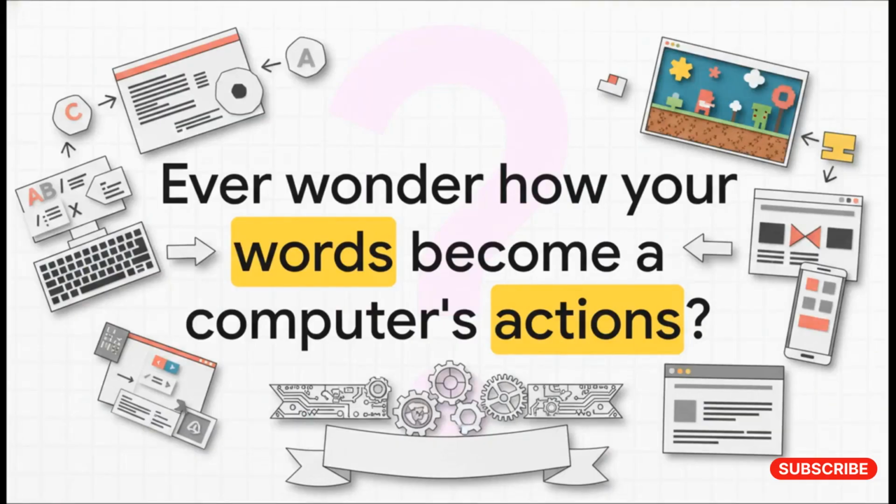We sit here, we type out words and symbols, and somehow that becomes a video game, a website, or the app you're using on your phone. It feels like a kind of magic, doesn't it? But it's not magic, it's actually a brilliant, layered process of translation. So, how does it all work?